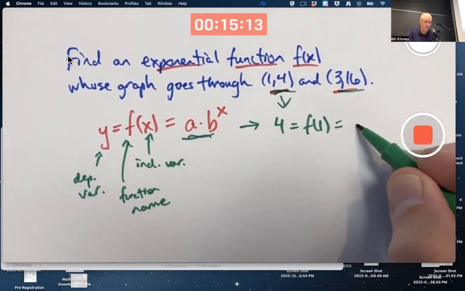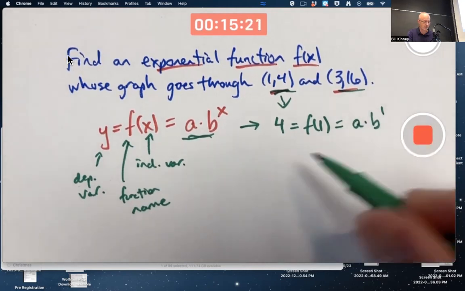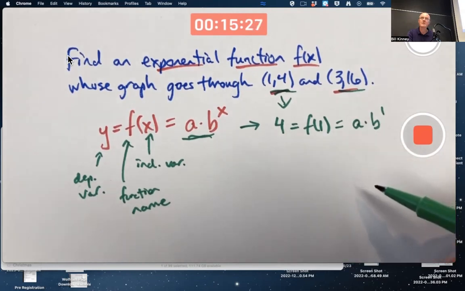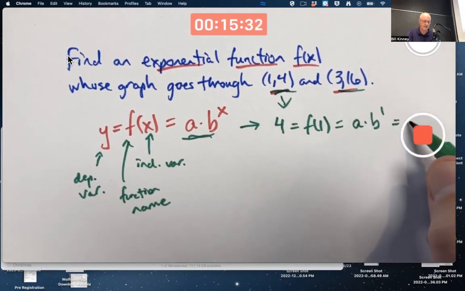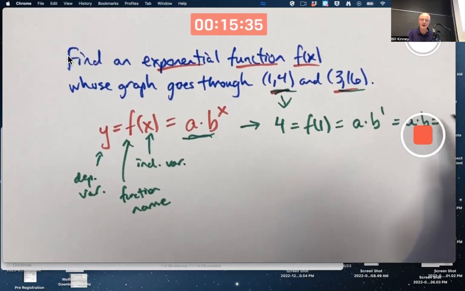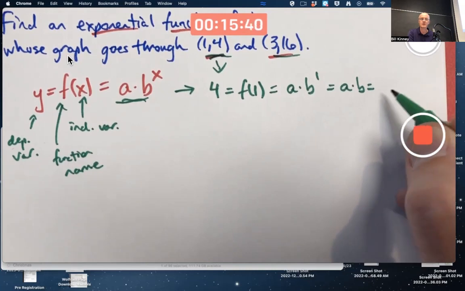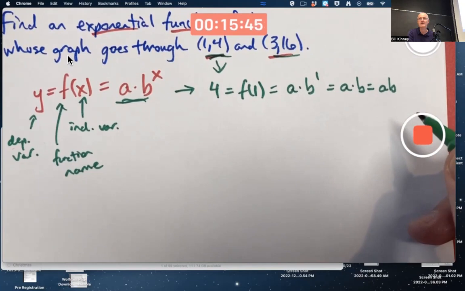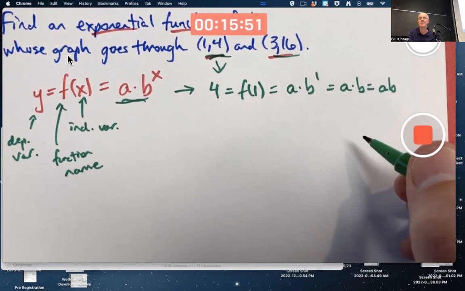You replace x with 1. We don't know what the constants a and b are. That's what we're trying to solve for. This is showing that when I replace that x with 1, I get 4. So this equation must be true. Of course, b to the first power is b. I could write this as a times b. Of course, you should know that when you've got two different quantities represented by two different letters, if I write AB, it's understood that that means A times B. But if you want to be careful, you can also just put the dot in there for multiplication.